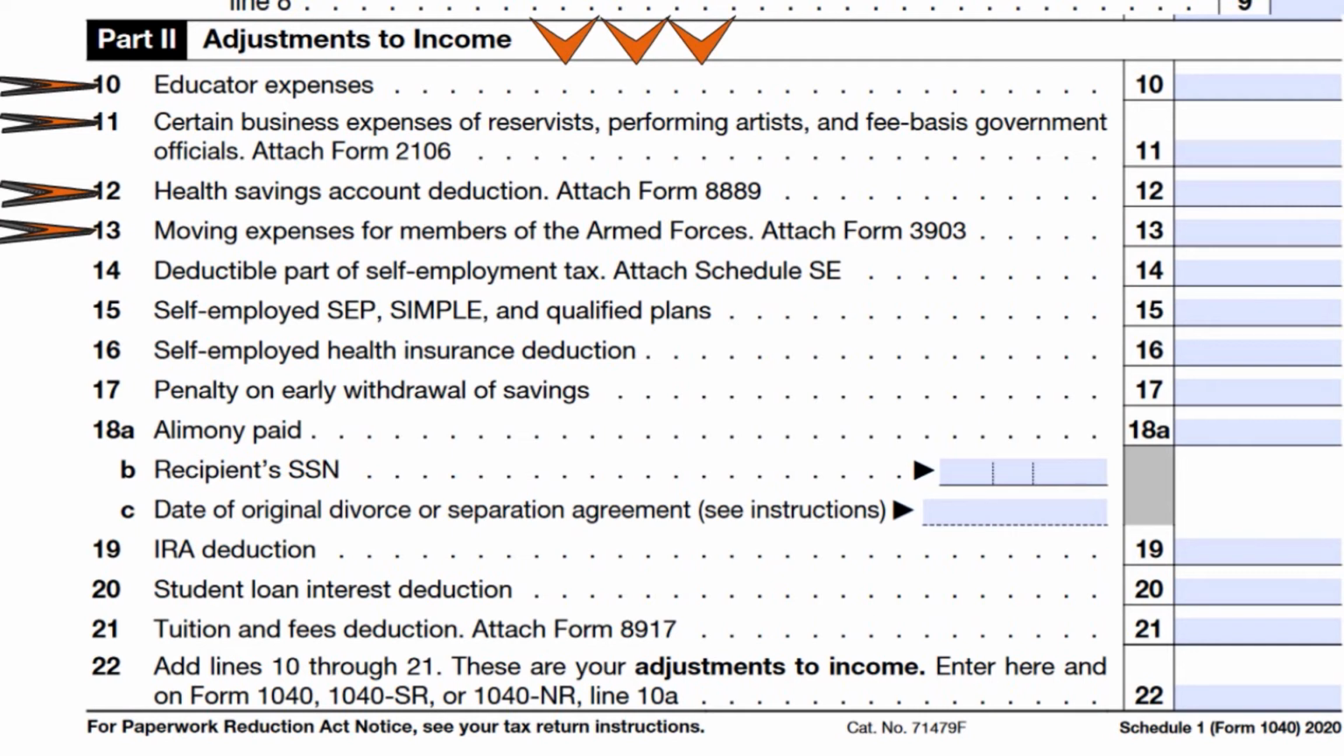Line 13 is for any moving expenses that you incurred if you are a member of the U.S. Armed Forces or on active duty, and you had a permanent change of station, the PCS, due to military order. We actually completed an entire show on military tax deductions, so you want to double check that. And you must also complete and attach Form 3903. Line 14 allows for self-employed individuals to deduct half of the self-employment tax, and you need to attach Schedule SE. Line 15 allows self-employed individuals and small business owners to deduct the amount they paid into a self-employed SEP IRA, a simple IRA, or any other qualified plan for retirement.